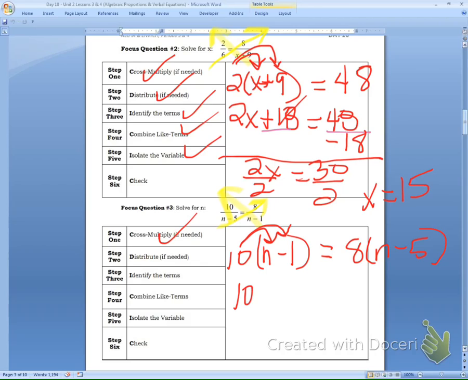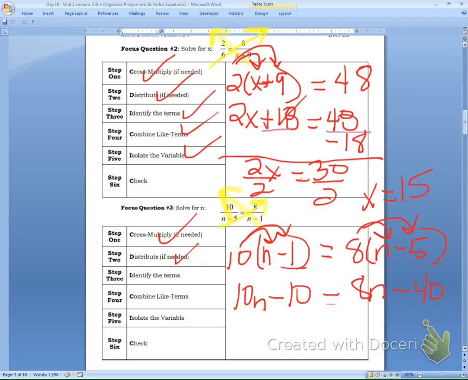10 times n is 10n. 10 times negative 1, don't forget the sign, is negative 10, is equal to, distribute the 8. Don't get lazy. Draw those arrows so that you know what you're multiplying. 8 times n is 8n. 8 times negative 5 is negative 40. Distribution method's done. We're ready to identify our terms.